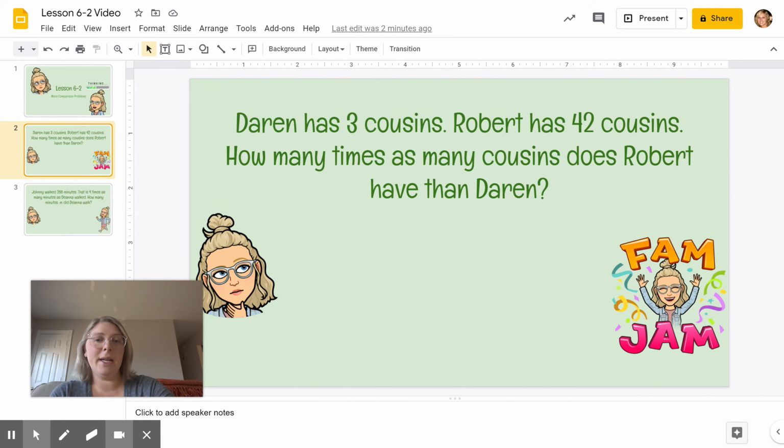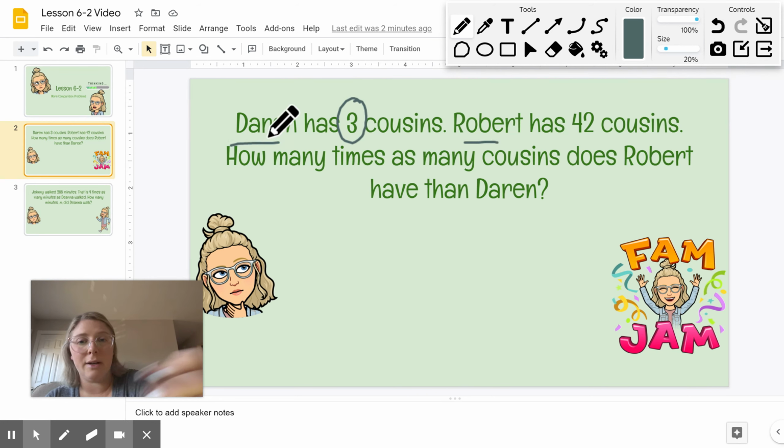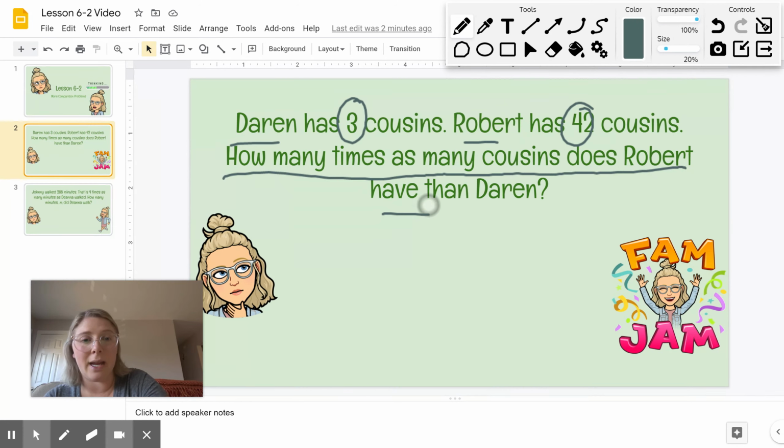It says Darren has 3 cousins. Robert has 42 cousins. The question's asking us how many times as many cousins does Robert have than Darren? Okay, that kind of sounds a little crazy, a little weird, but let's take a look. So Darren, we know, has 3 cousins, and Robert has 42 cousins. The question's asking us how many times as many cousins does Robert have than Darren?